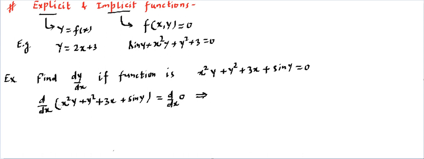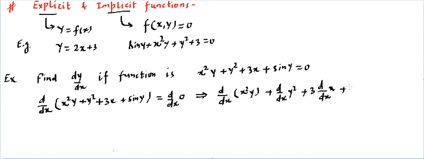Now we know that has to be expanded to all of it. So we will be saying that d upon dx we need to do over this x square y. Then we need to say this d upon dx over y square, and then this 3 is a constant. We need to do this d upon dx over x, and finally this will be done d upon dx over sine y. This is going to be equal to 0.